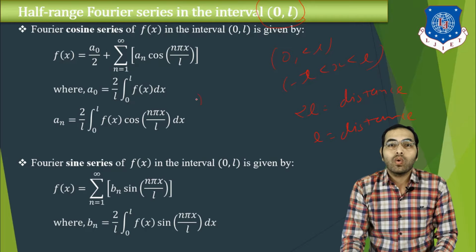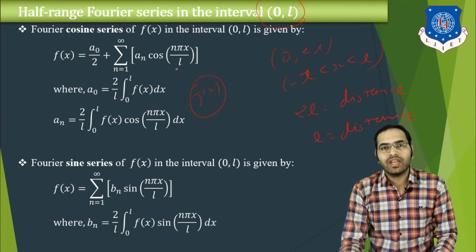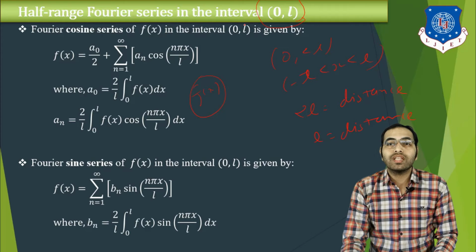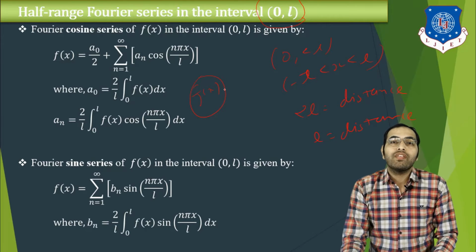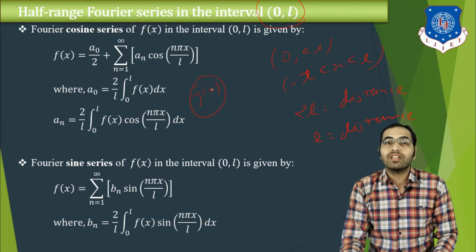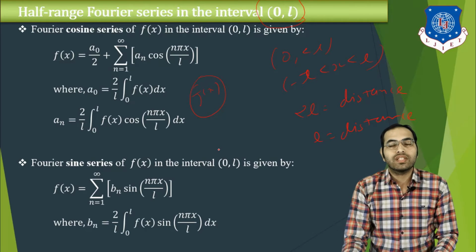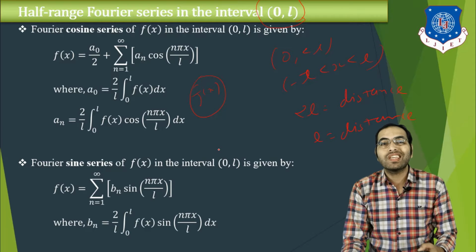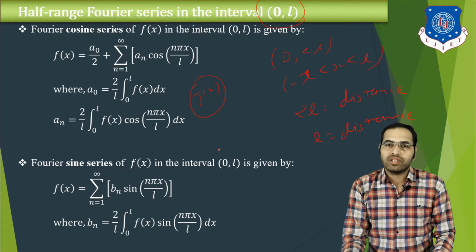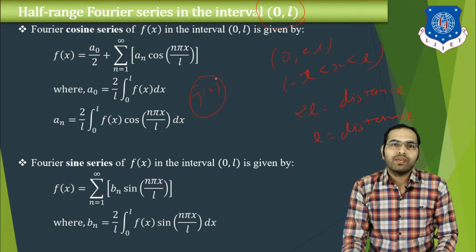But here the same function can be expanded as a cosine series and also as a sine series. Because it is a half interval, we have the same function as a cosine series and also the same function as a sine series. We can find both series of the same function. Let's see one example.